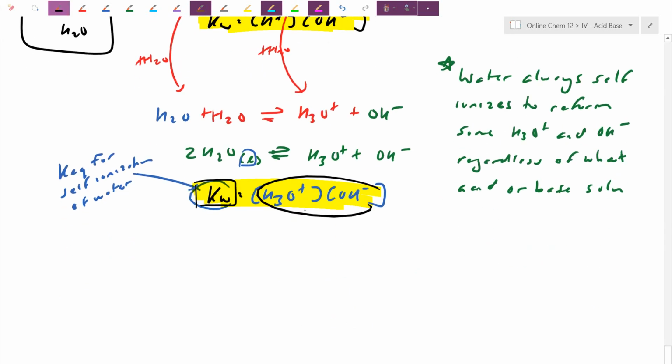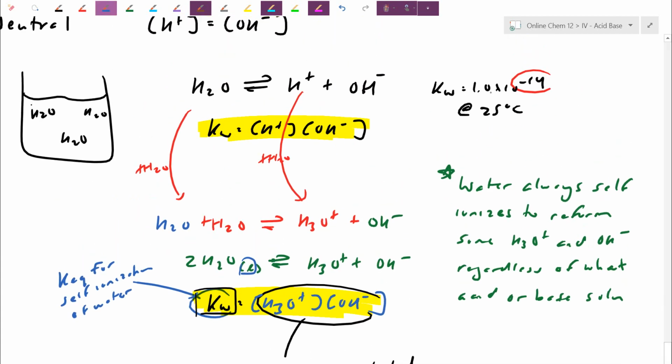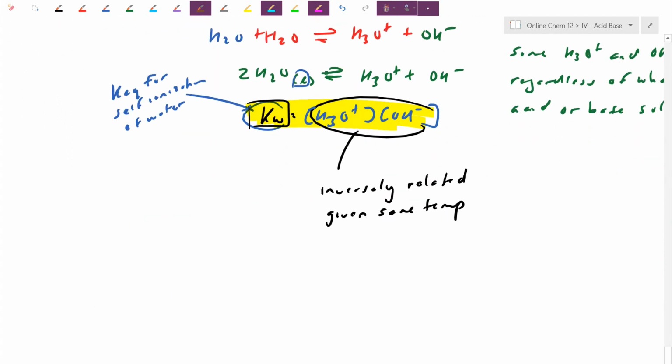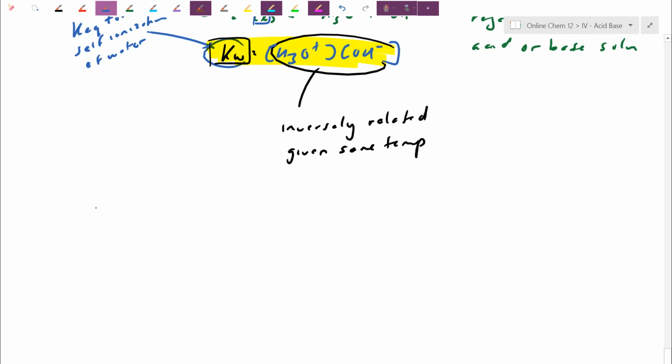So let's write this down here. These ones here are inversely related. Right? When one goes up, the other has to go down so that we multiply out to give the same number. But the caution here is, inversely related given the same temperature. Okay? If we're at totally different temperatures, all bets are off. Okay? So case in point here, let's say we are at 25 degrees, so we know the constant. Let's say we actually have a neutral solution. They can refer to a neutral solution as a pure water solution. I just have pure water. I just have a neutral water solution.